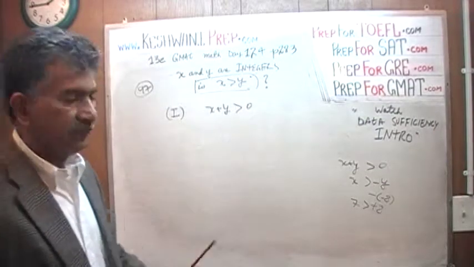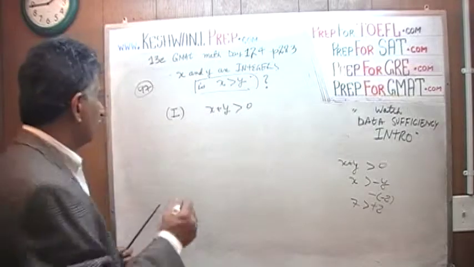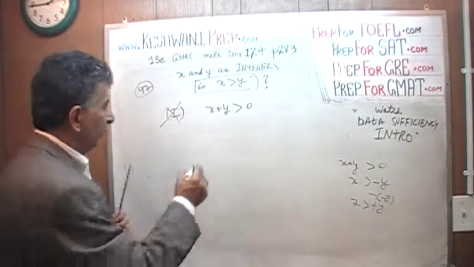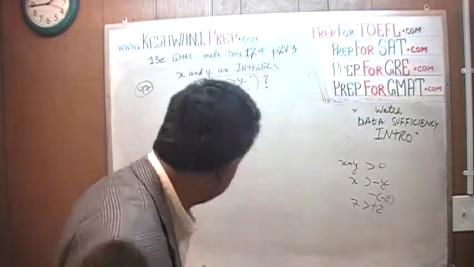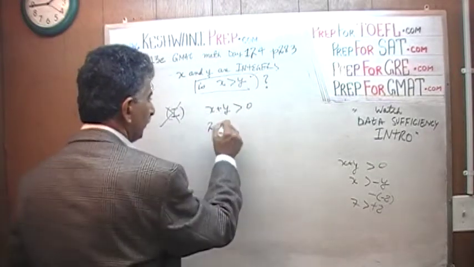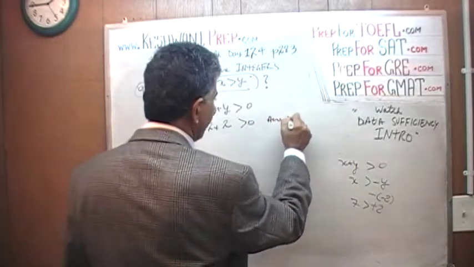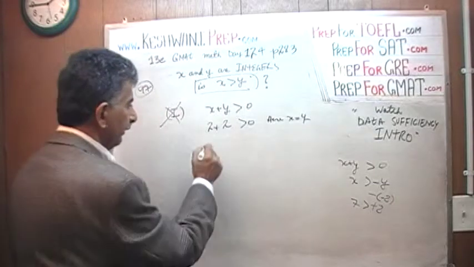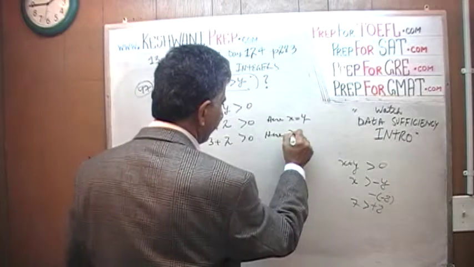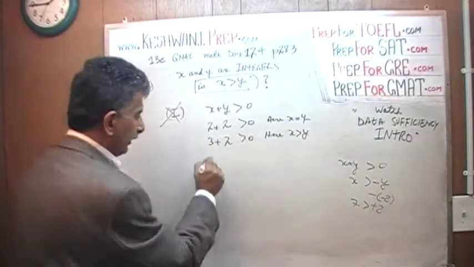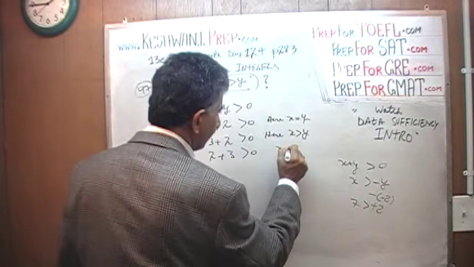Their sum is positive. Does that tell us if x is greater than y? The answer, of course, is no. This is no good. For example, we can have 2 plus 2, which of course is greater than 0, and here x equals y. Or we can have 3 plus 2 is greater than 0, and here x is greater than y. Or we can have the other way around, 2 plus 3 is greater than 0, and here x is less than y.